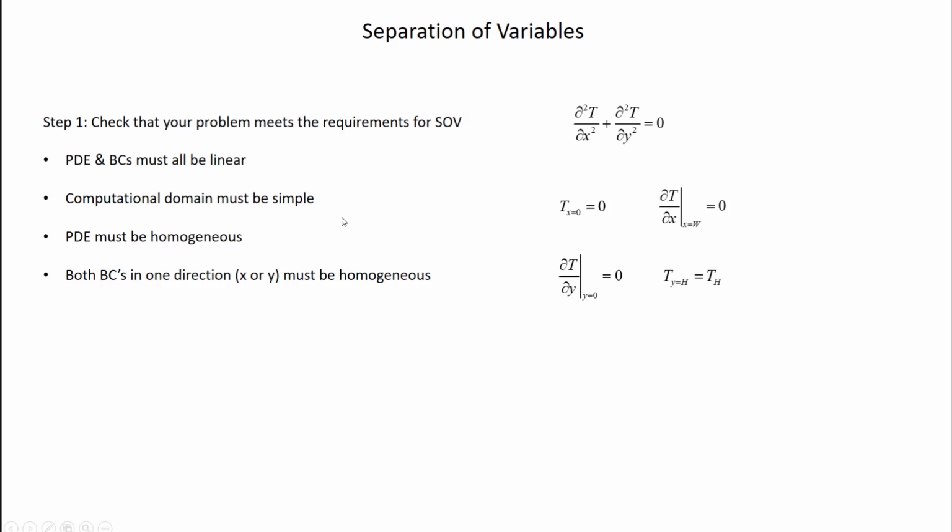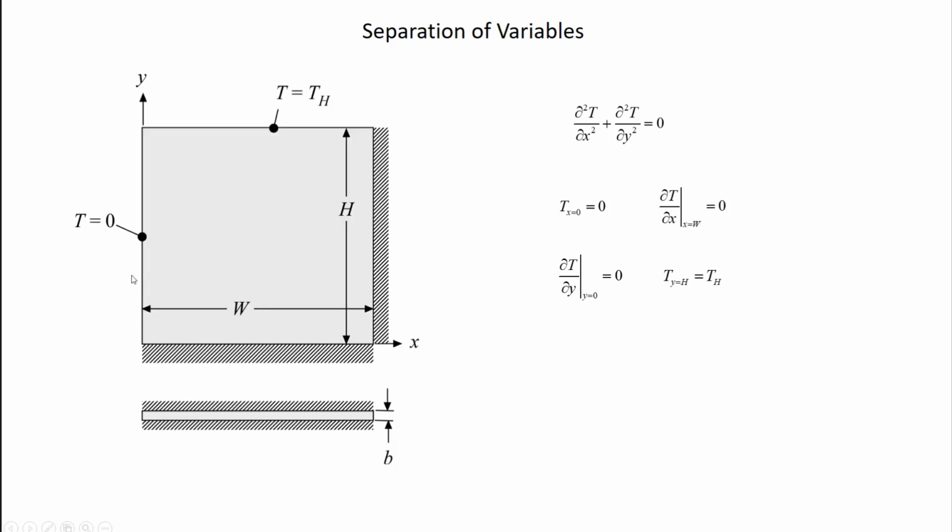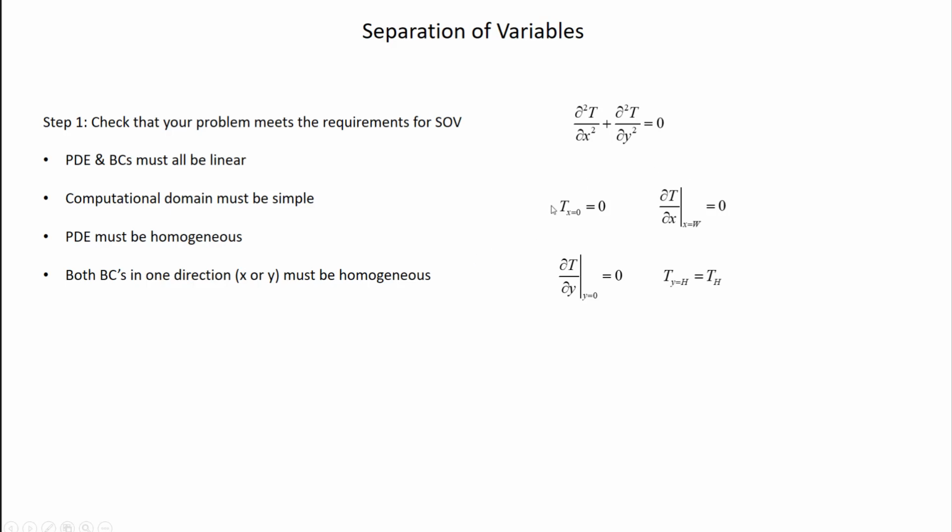The computational domain must be simple. So what does that mean? That means that the boundaries here have to fall on lines of constant coordinate directions, right? So in other words, this boundary is along the line of y equals 0. This boundary is along the line of x equals 0, and so on. It has to be square, basically, or at least rectangular. And certainly that's true here, right? All of our boundaries are on lines of constant coordinate directions.